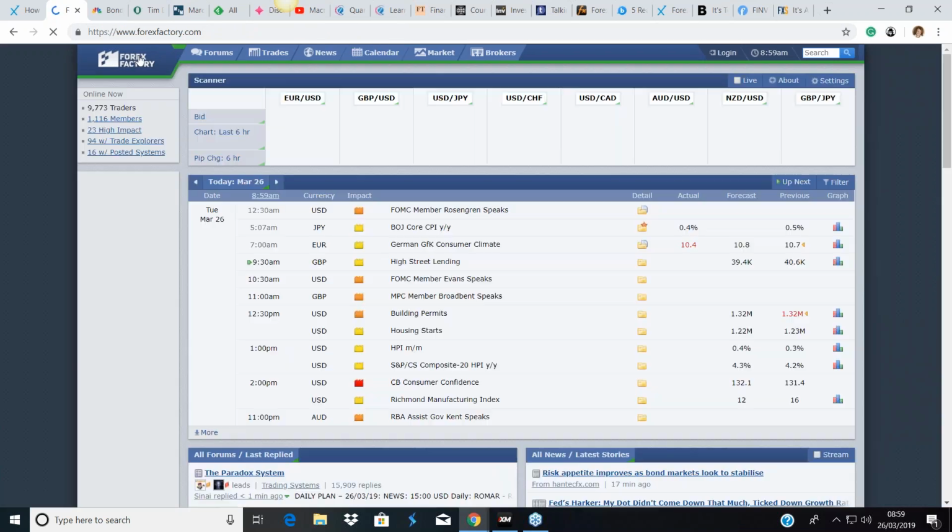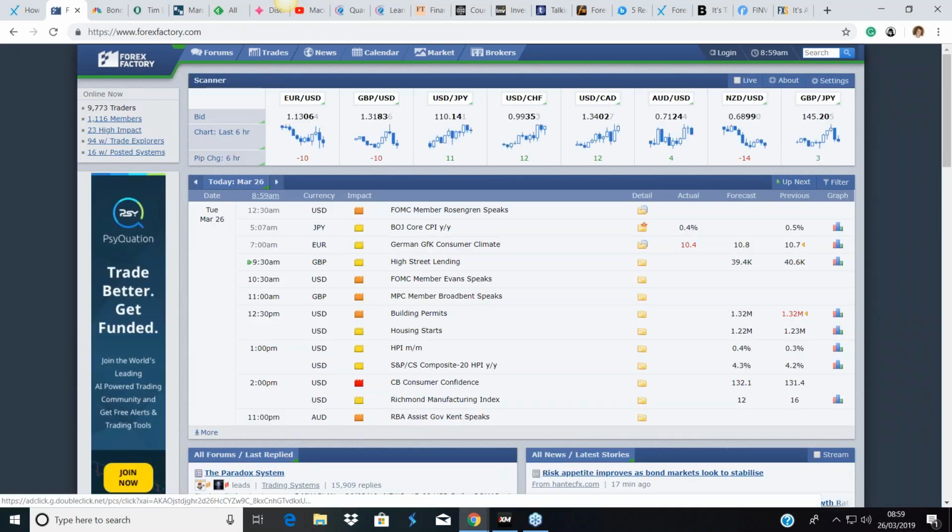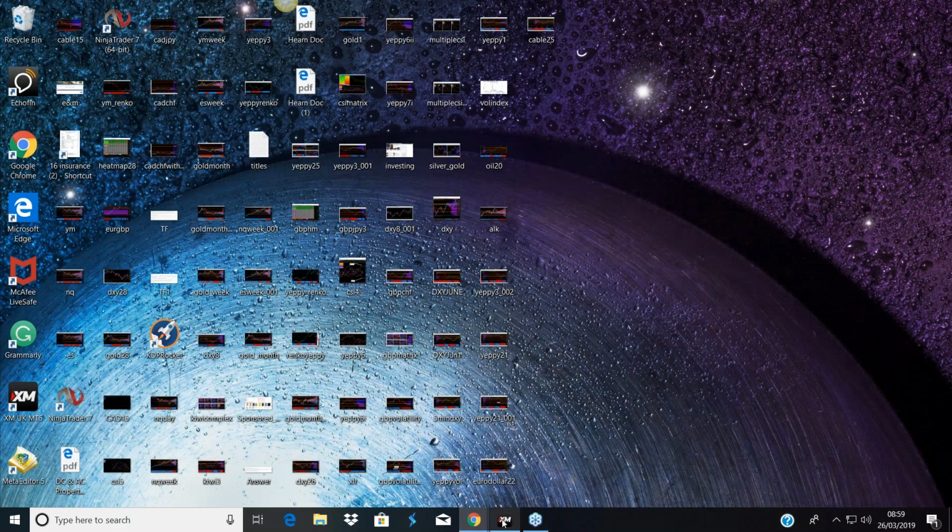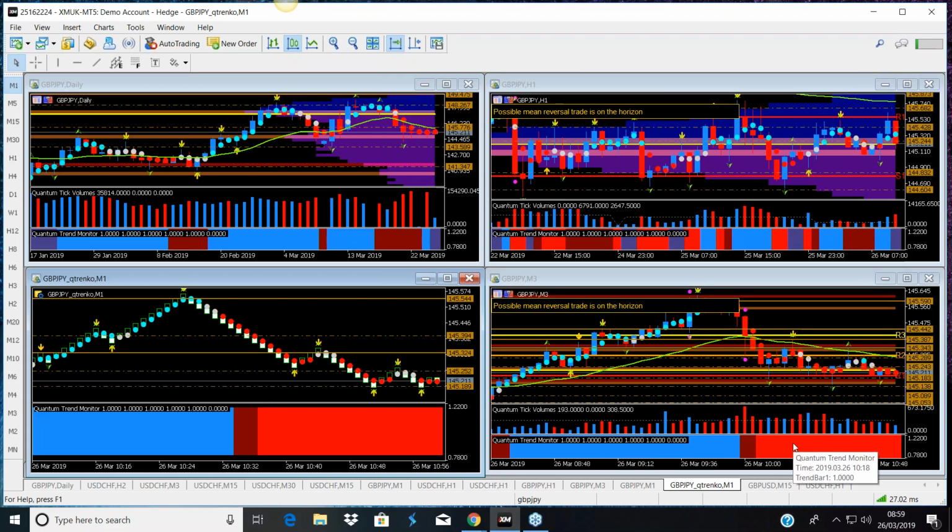Let's get back to today. What have we got? Really, apart from the CB consumer confidence, not till 2 o'clock this morning, that is pretty much it, and it's going to be dominated by what is going on, certainly in the UK with Brexit. And it's very easy to be kind of blindsided and forget that there are other trading opportunities.